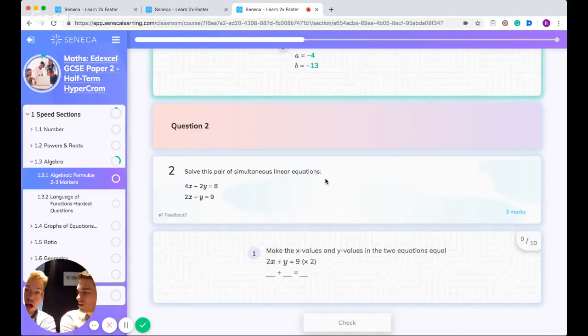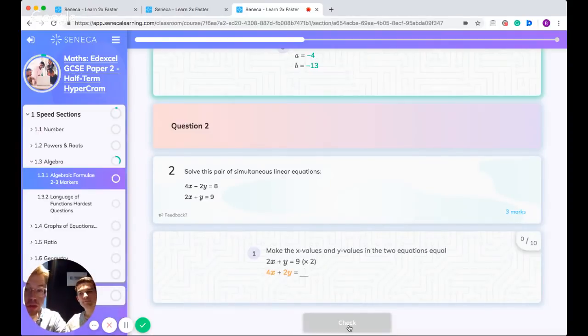Right, solve this pair of simultaneous linear equations. Do you want to take this away, John? Yeah, let's do it. I love simultaneous equations. There are so many ways to solve simultaneous equations, but in this case, we're going to go over the approach where you make the x or the y values in the two equations equal.